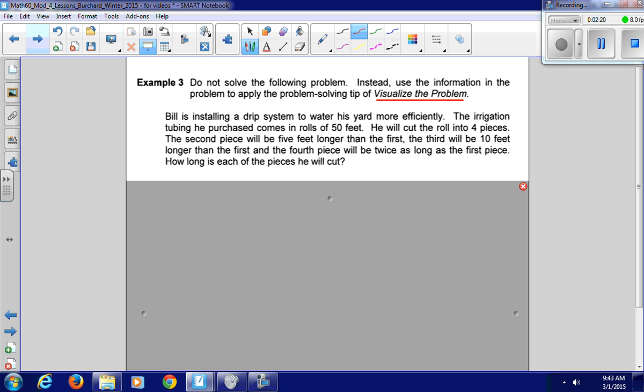It says Bill is installing a drip system to water his yard more efficiently. The irrigation tubing he purchased comes in rolls of 50 feet. He'll cut the roll into 4 pieces. The second piece will be 5 feet longer than the first. The third will be 10 feet longer than the first. And the fourth piece will be twice as long as the first piece. How long is each of the pieces he'll cut?